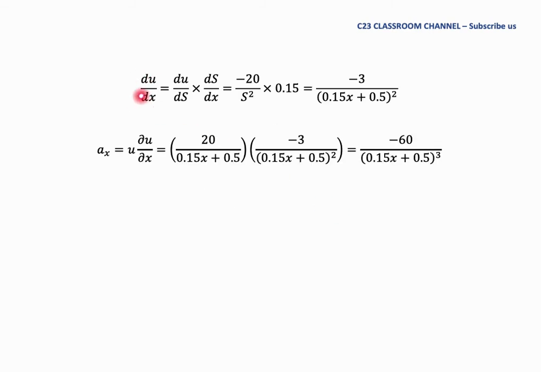So to get du/dx, we could calculate by multiplying du/ds times ds/dx. We already calculated du/ds is equal to minus 20 over s square, and ds/dx is equal to 0.15. So we could get du/dx is equal to minus 3 over (0.15x plus 0.5) square. So we could calculate the acceleration in the x direction by using the basic equation u ∂u/∂x, by multiplying these two values to get minus 60 over (0.15x plus 0.5) cube.